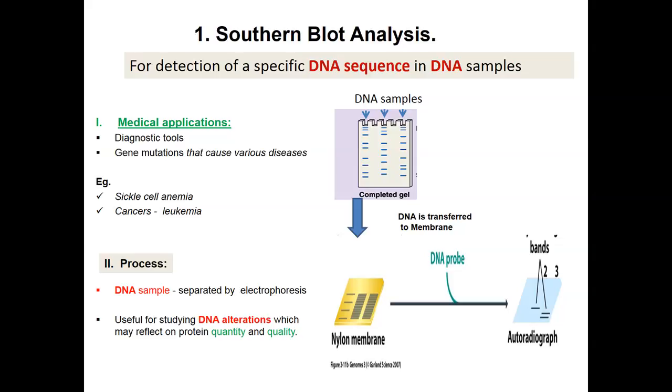So now they're out of the gel on top of your membrane, in this case, the nylon membrane. So the pattern here will be reproduced exactly here. Now you have your nylon with your DNAs in it. You add what's called a probe.